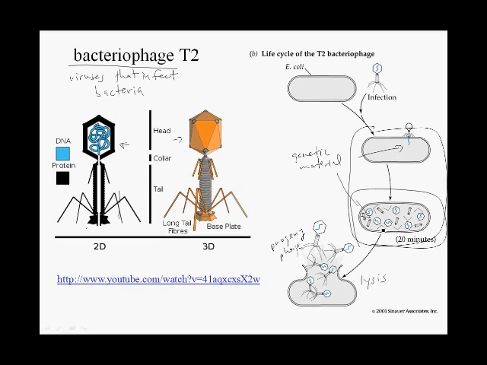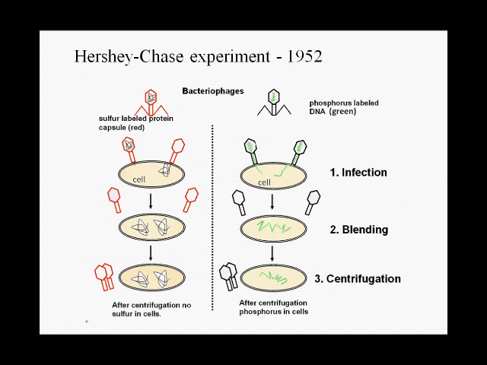So the question is, what is this genetic material? What part of the phage is actually getting inside the cell, acting as the genetic material to direct the synthesis of more phage particles? So Alfred Hershey and Martha Chase devised this really elegant experiment.